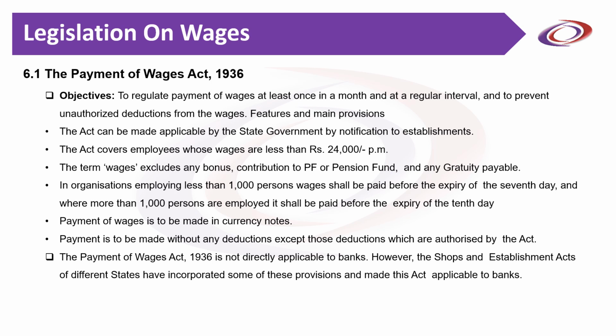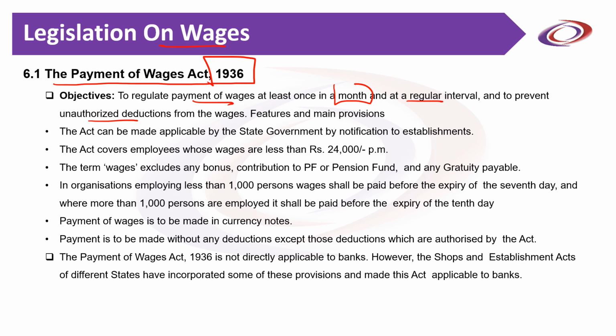Next, we have the different legislations on wages, under which first is the Payment of Wages Act of 1936. The objective is to regulate the payment of wages at least once in a month and at regular intervals, and also to prevent unauthorized deductions from the wages, so as to make sure that the workers are getting adequate wages on a timely basis, with no unauthorized deductions.